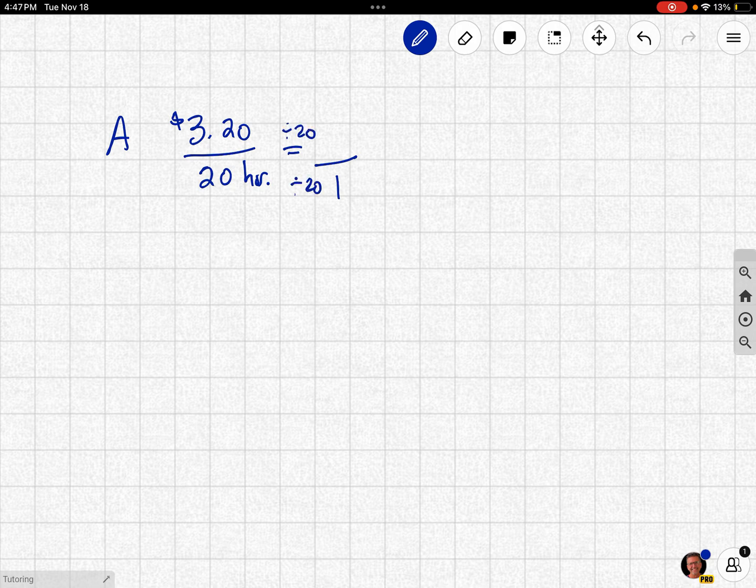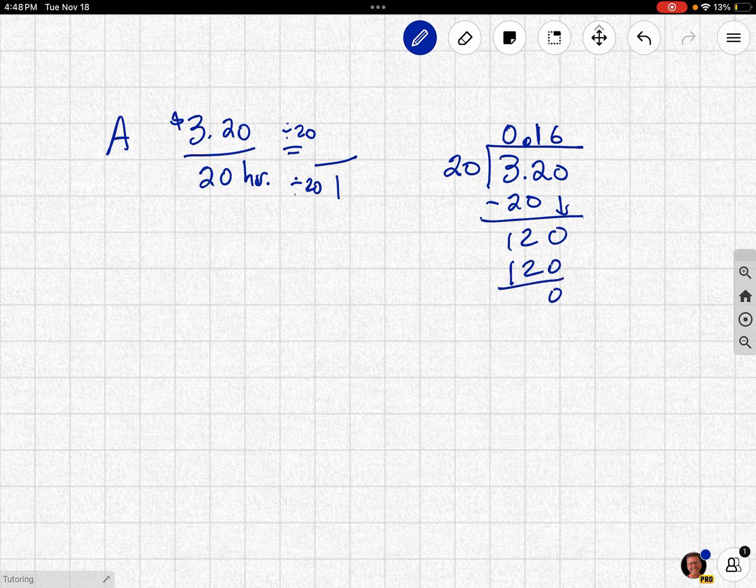So I'm going to divide $3.20 by 20. And I just simply do that as a division problem. I bring the decimal point straight up. 20 goes into 3 0 times, so it goes into 32 one time, which is 20 here. And then I got 12, and I bring that 0 down there. 20 goes into 120 6 times, which of course is 120. And so it costs 16 cents per hour to use batteries from manufacturer A.